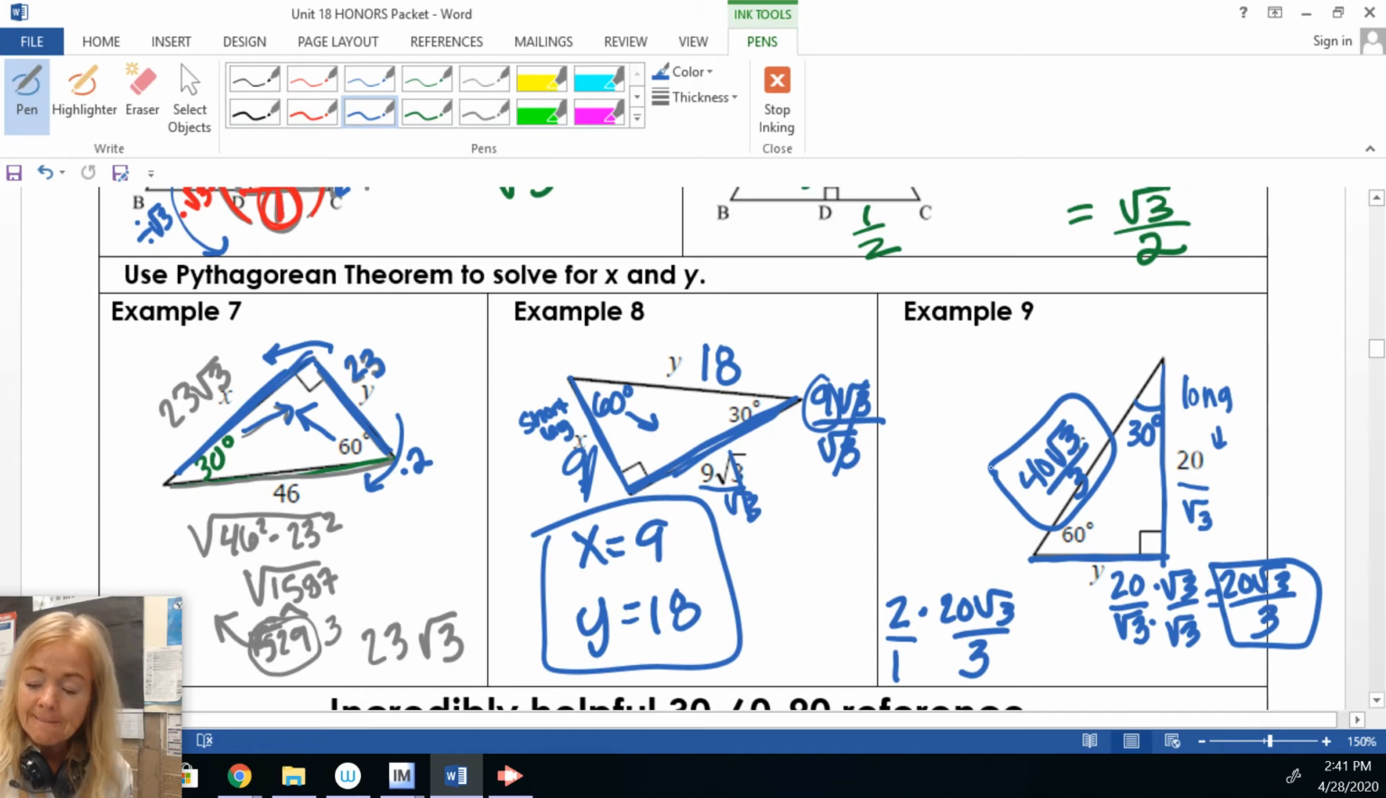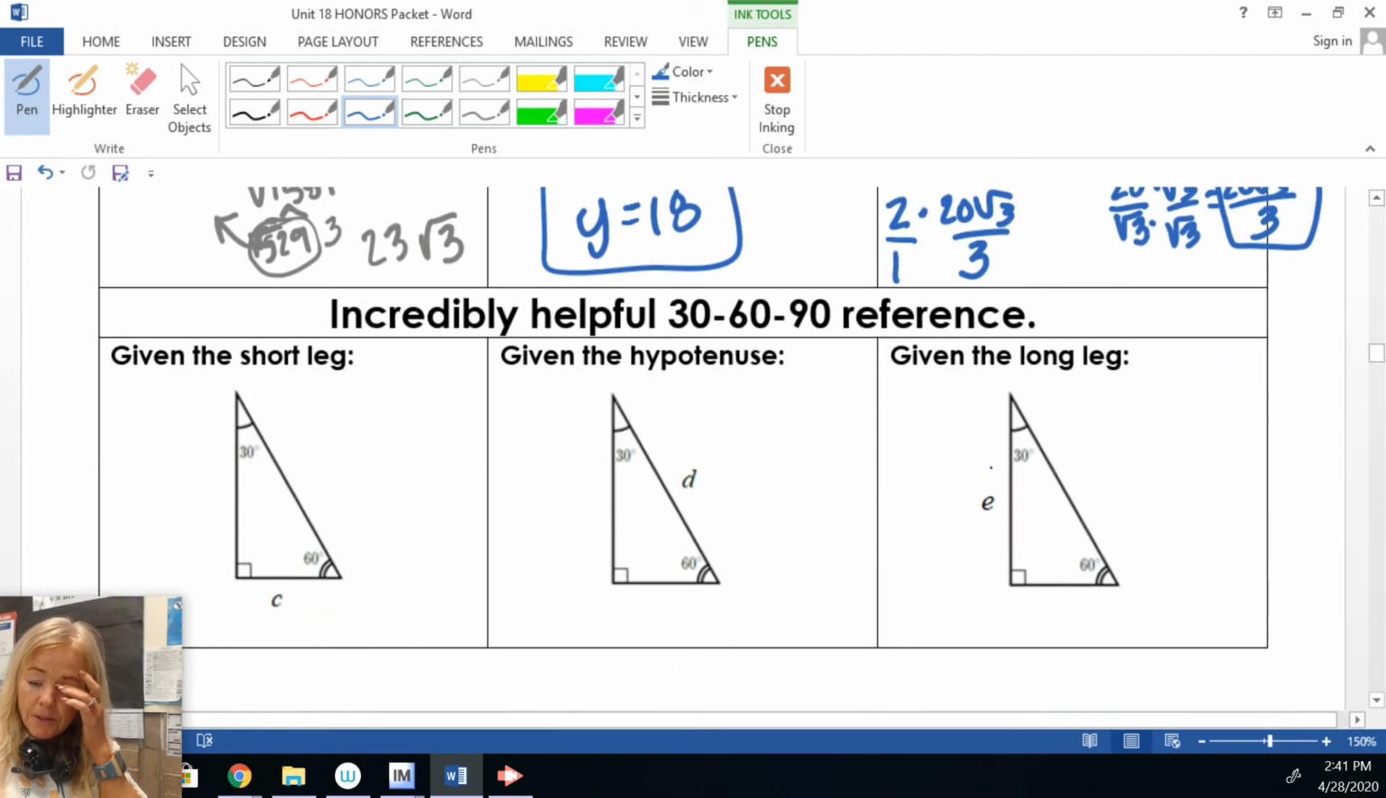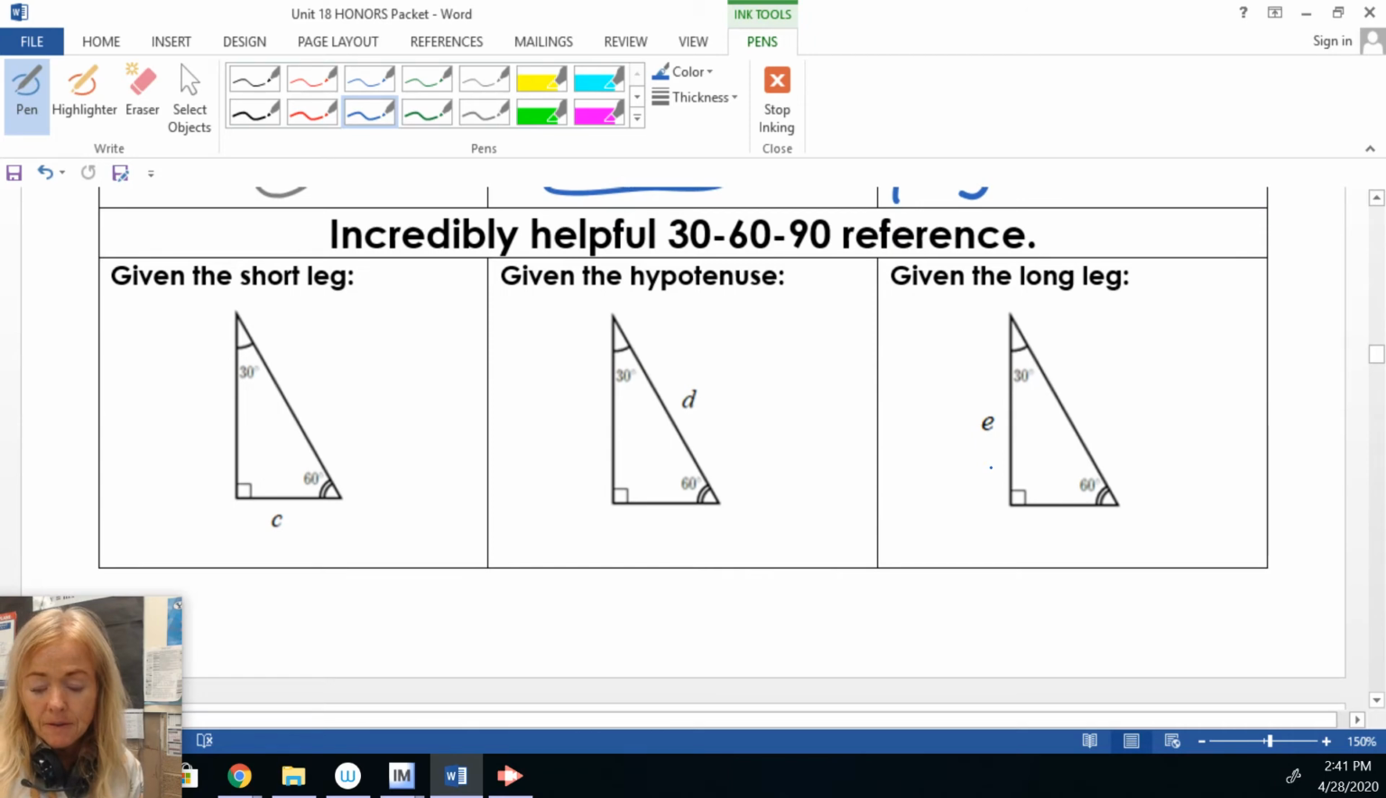All right? So that's what we do for those two sets of triangles. So for reference, if I'm given the short leg, I double the short leg for the hypotenuse, and I multiply by radical 3 in order to go to the longer leg.